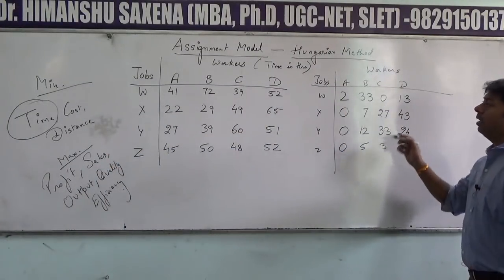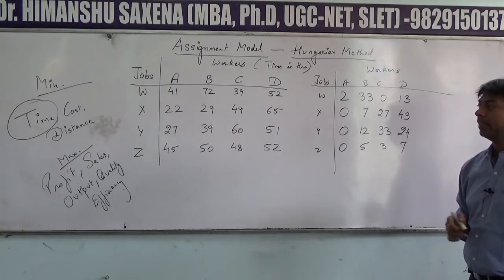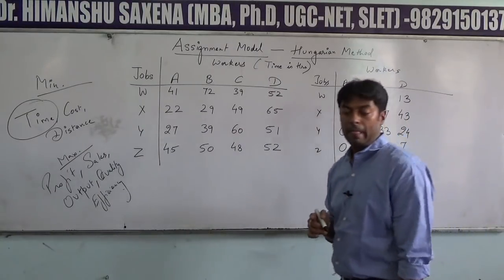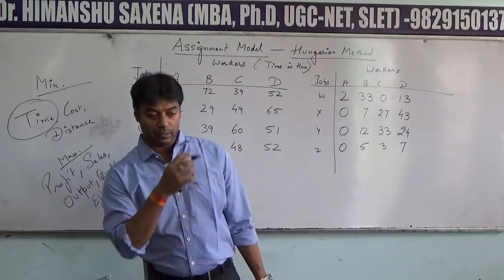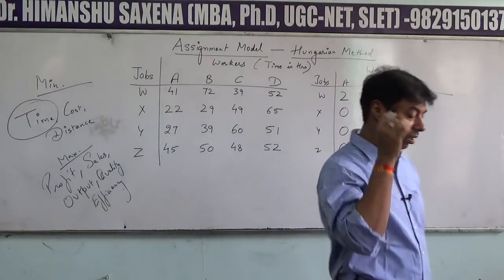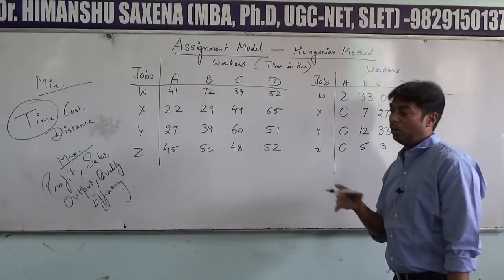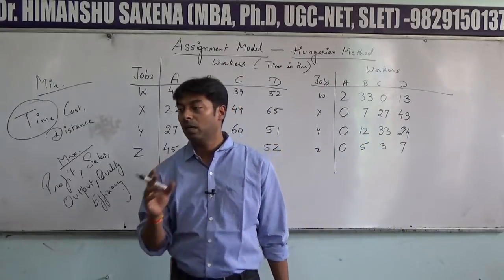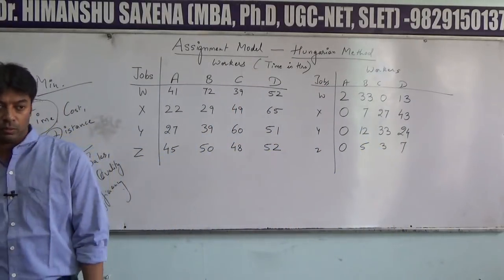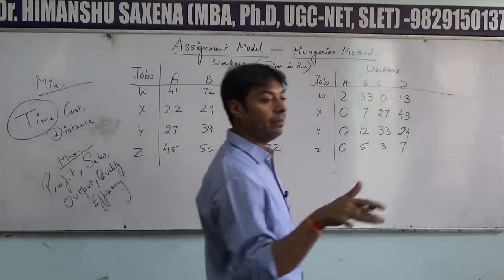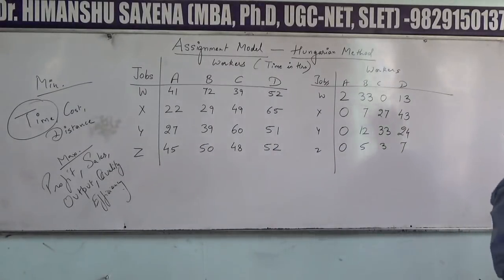Right, okay. Now the next one, please take down step number 2, the column operation. In the row operation, we selected the minimum value from every row. Now we have to do the same in the column operation. Please take it down.